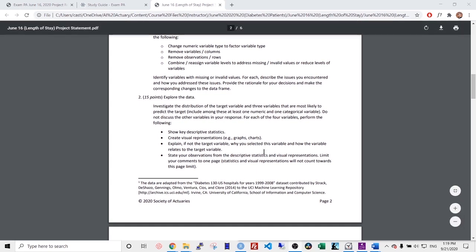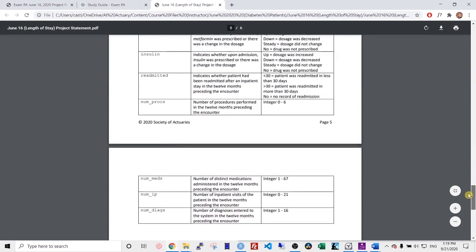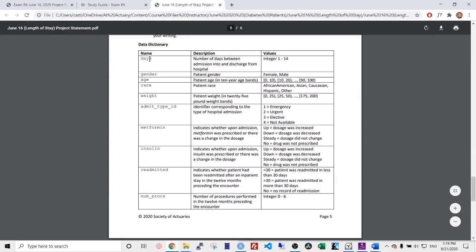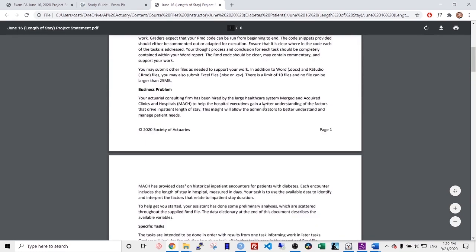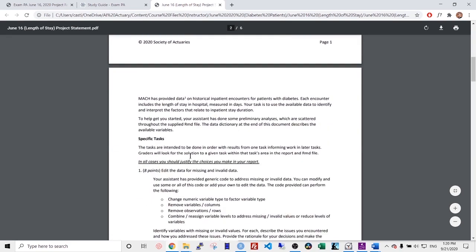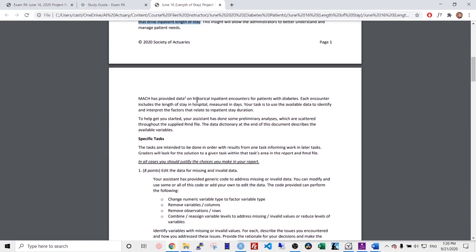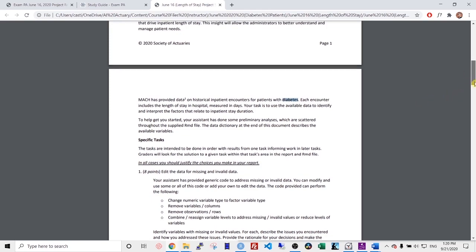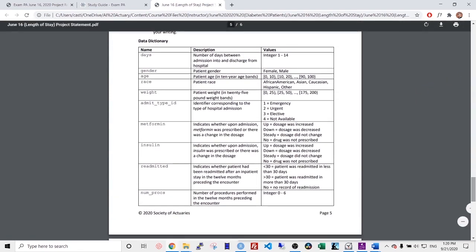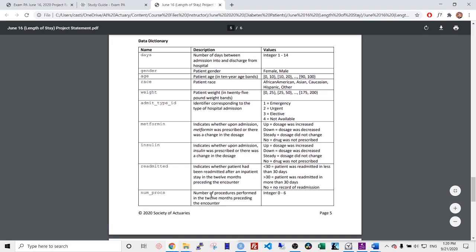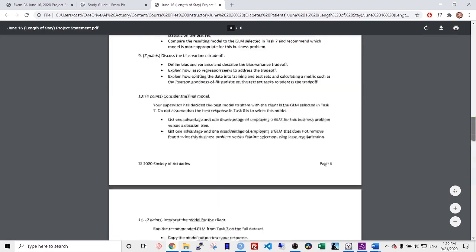Let's look at the data dictionary and see what we're trying to predict. We're trying to predict the number of days between admission into and discharge from a hospital. So what does that mean? It means that patients get admitted to a hospital because they have some type of underlying condition, and then they go through treatment and they recover and then they leave. So we're given data for historical inpatient encounters for people with diabetes. So without even looking at the box plots, I can make a guess as to which variables I think would be predictive. Let's go back to the question though.